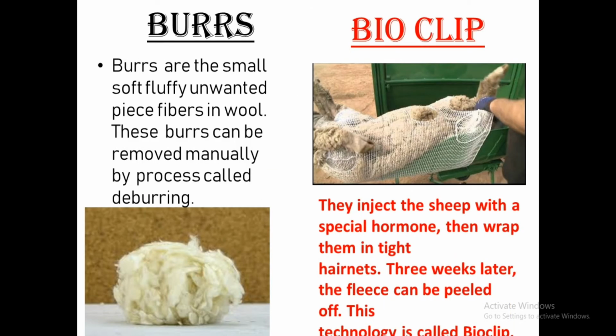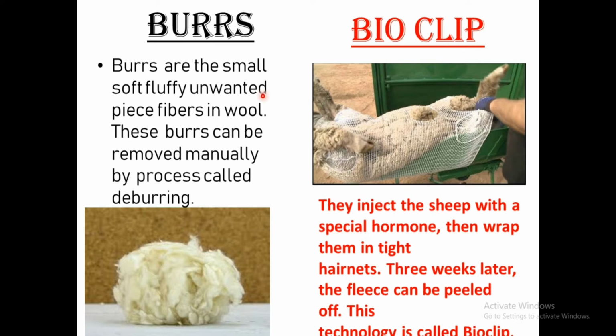Now, during the process of wool production, there are burrs which are removed by the people who produce the wool. What are these burrs? Burrs are small, soft, fluffy, unwanted pieces of fiber in the wool. And this can be removed manually itself. The people just remove it manually, and this process is called deburring. Why should this be removed? To maintain the quality of the wool.